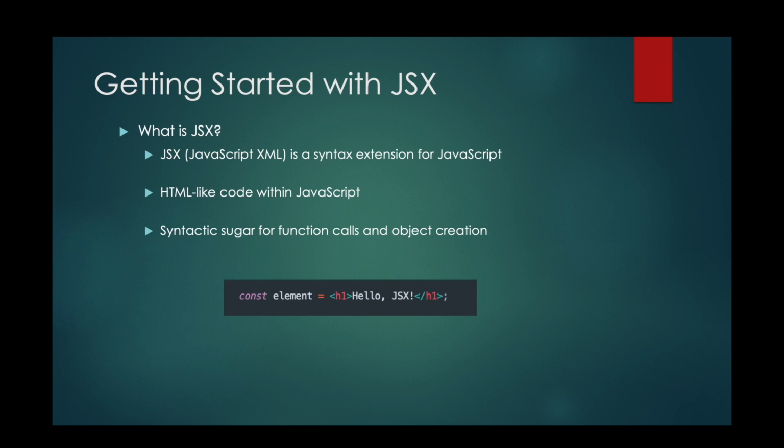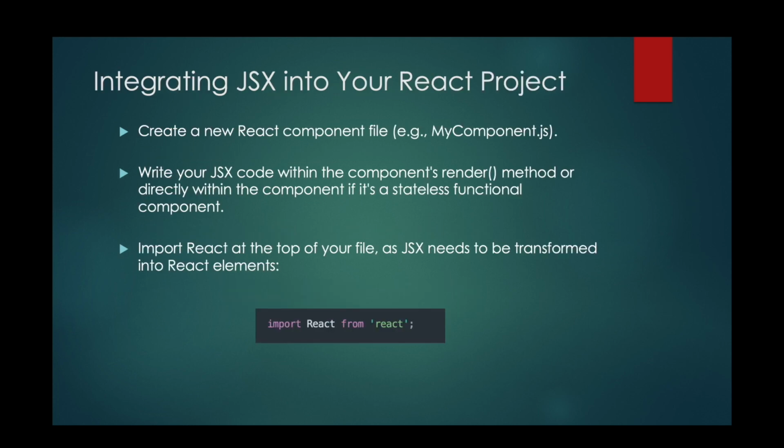Here's an example of JSX code. const element = <h1>Hello, JSX</h1>. In the above code, <h1>Hello JSX</h1> looks like HTML, but it's actually a JSX expression that gets transformed into JavaScript.